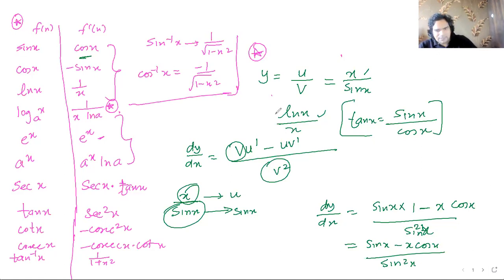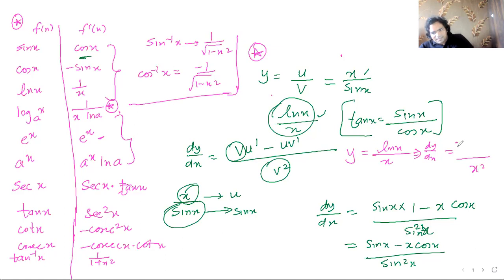Now let's do one more example. Let's say I have ln x over x. How do we differentiate that? So y equals ln x over x. First apply v squared, so dy by dx has v squared in the denominator, which is x squared. x as it is, times the derivative of the numerator ln x, which is 1 over x, minus the derivative of the denominator, which is 1, times ln x. When you simplify this, you get 1 minus ln x over x squared. So this is your simple quotient rule.